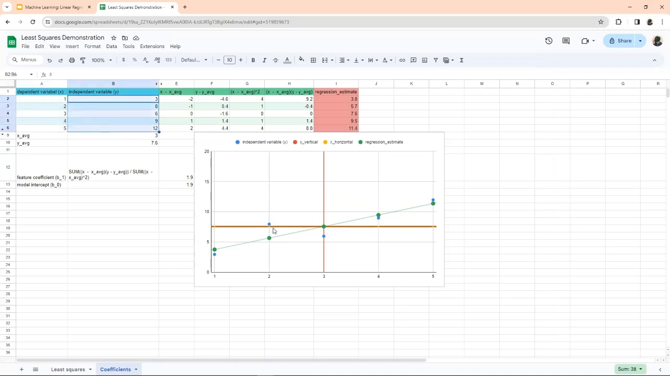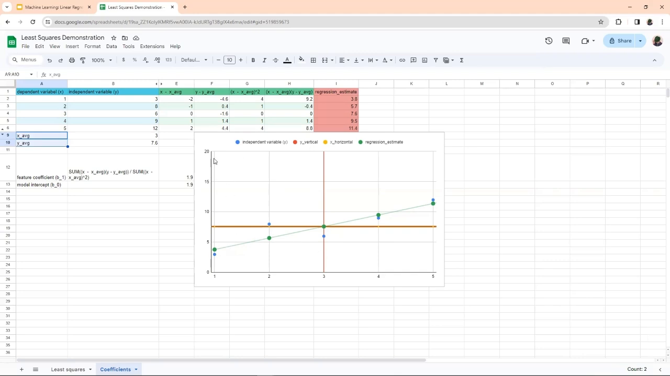And if you can see, these dark brown and red lines are what we use to determine our B1, or feature coefficient, right? So essentially what this line is, if I'm not mistaken, is our y average, and our x average is 3. Our y average is 7.6, and our x average is just 3 over there. And they intersect. Now, what is known is that your regression line will always pass through this point, as you can see over there.